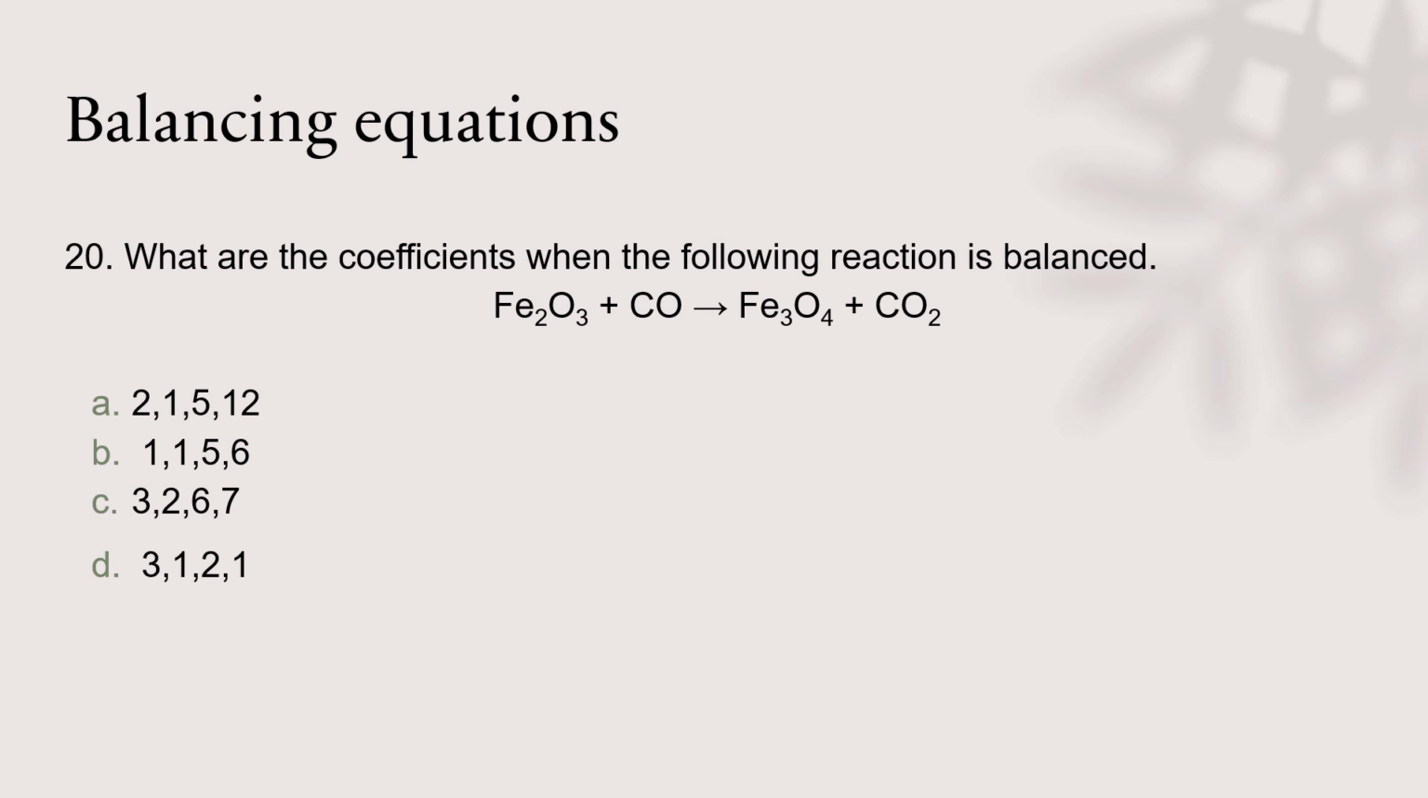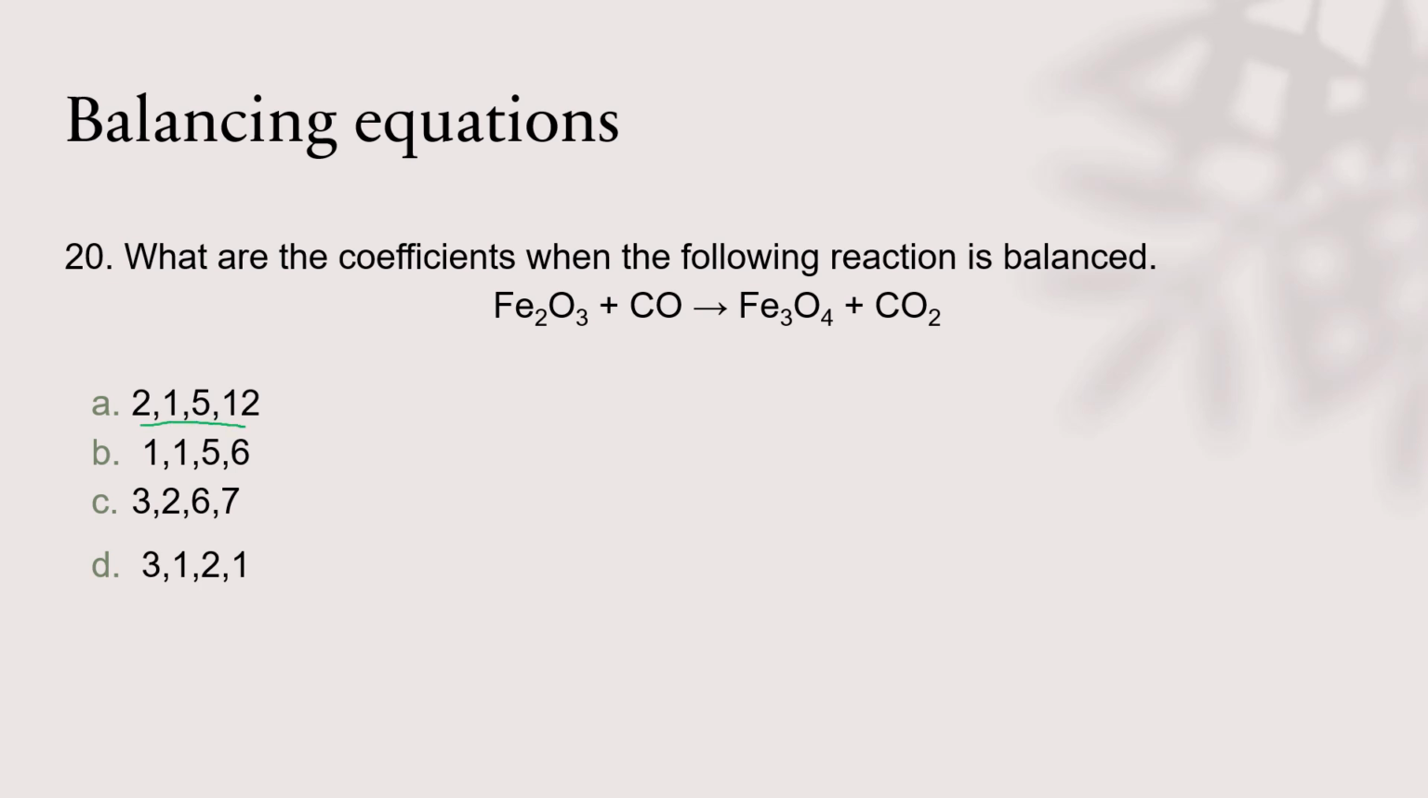So we need to figure out which of these is going to have the same amount of irons, oxygens, and carbons on both sides of the equation. You can make the list and start doing the atom count, or like I said, if you're not feeling that, you can just plug in the numbers.